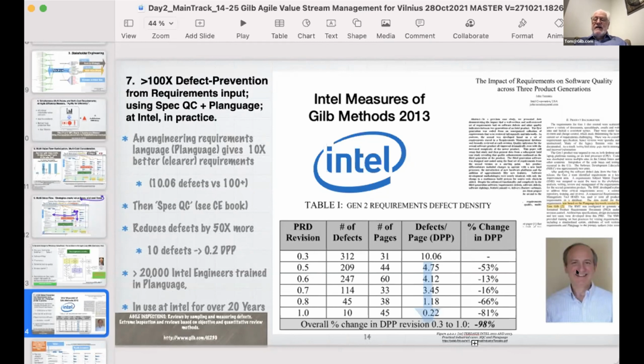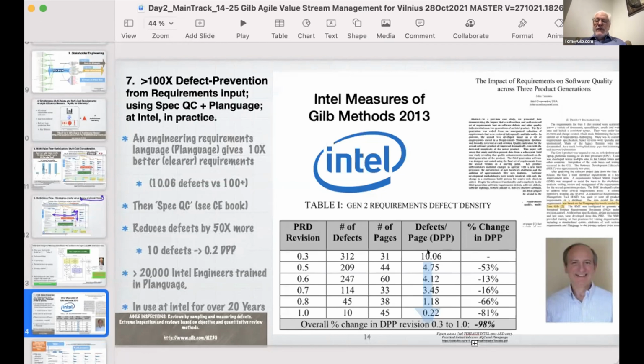But what John did is he started doing some interesting research. And so he has some nice quantitative examples. So look at this one. This is the requirements for a chip of 31 pages being handed into a process you'll find in my Competitive Engineering book called Specification Quality Control, Spec QC. So they are quality controlling using my method, my planning language, which they're using to specify their key products.